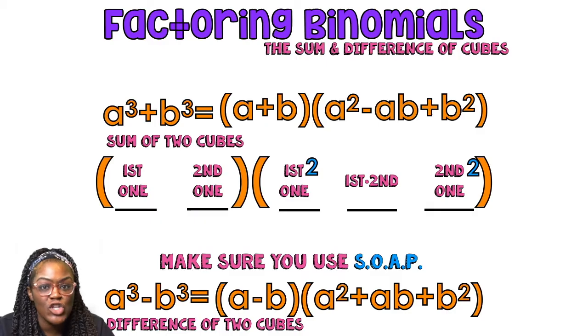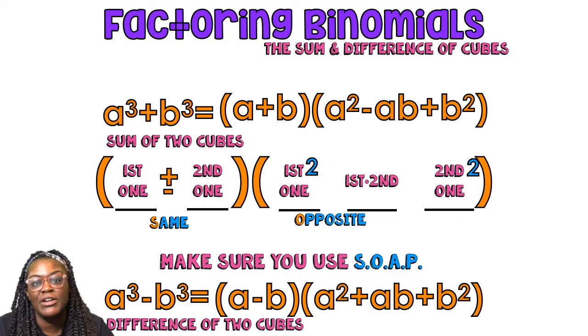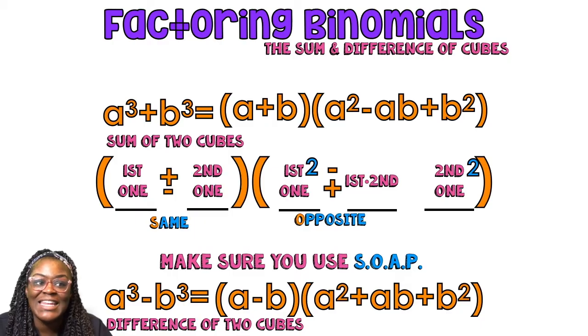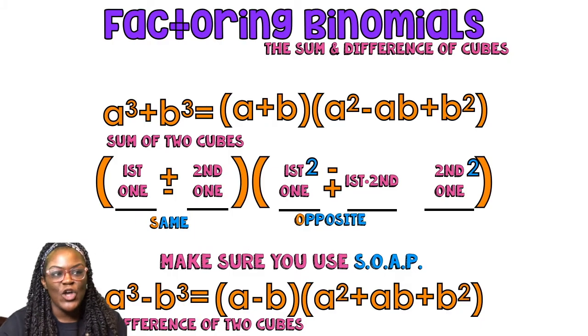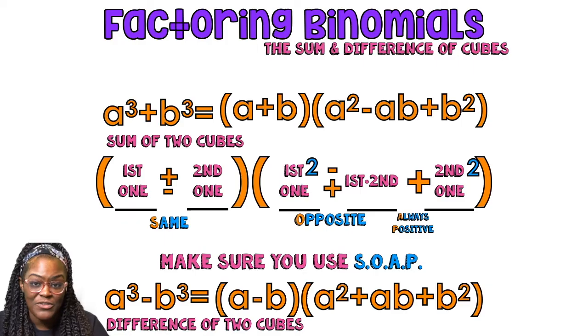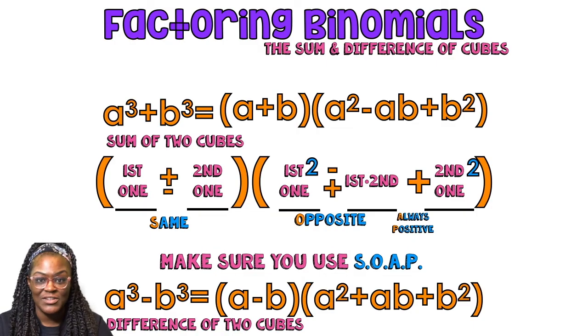So the S in soap stands for same. So the sign that you're going to put in this position is the same sign that you started off with. So if you started off with a plus, it's a plus. If you started off with a minus, it's a minus. Opposite, that's the O in soap. So the opposite sign of what you started with. So if it was the sum of two cubes, you're going to put a negative there. And then if it was the difference of two cubes, then you would put a plus there. And then the A and the P in soap stands for always positive. So no matter what, if you started with the sum of two cubes or the difference of two cubes, that last sign is always going to be positive, baby.